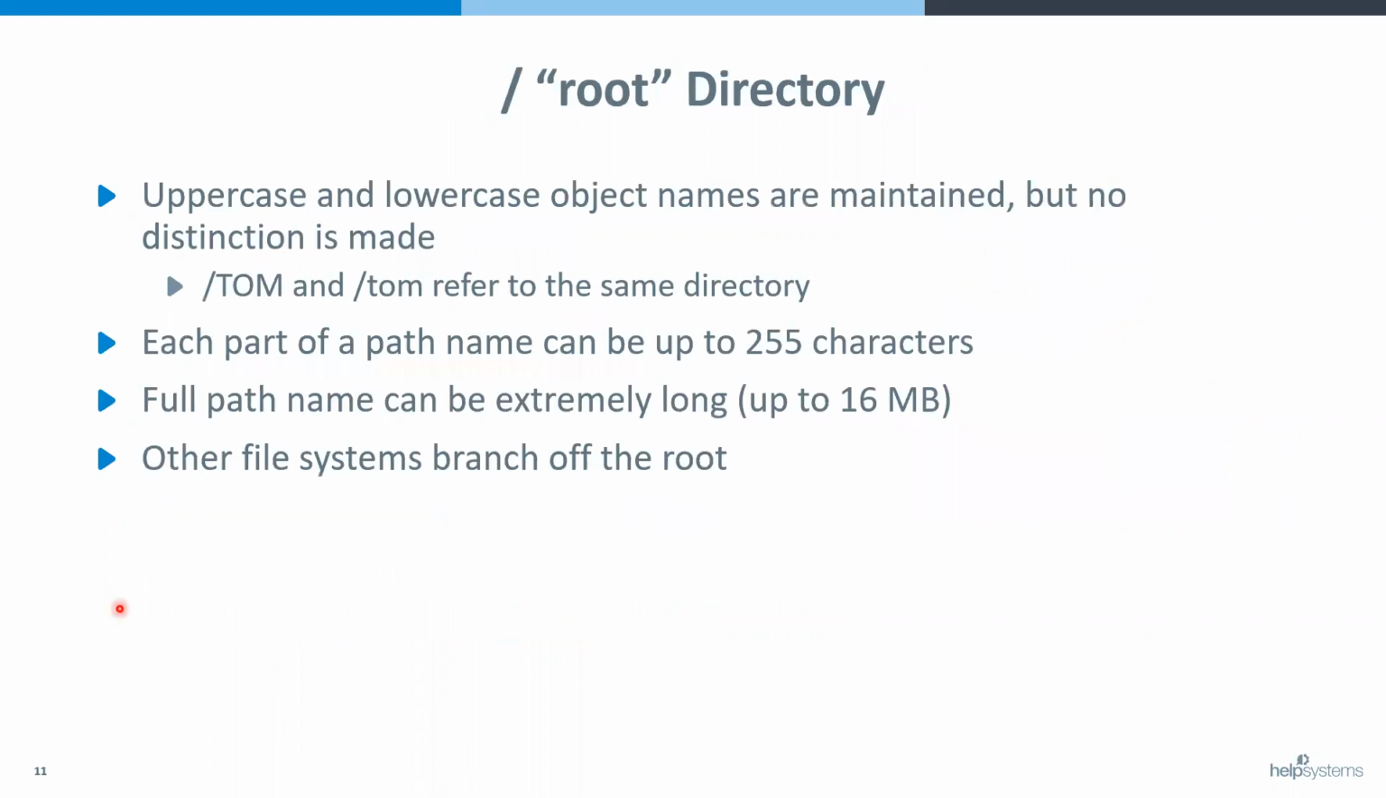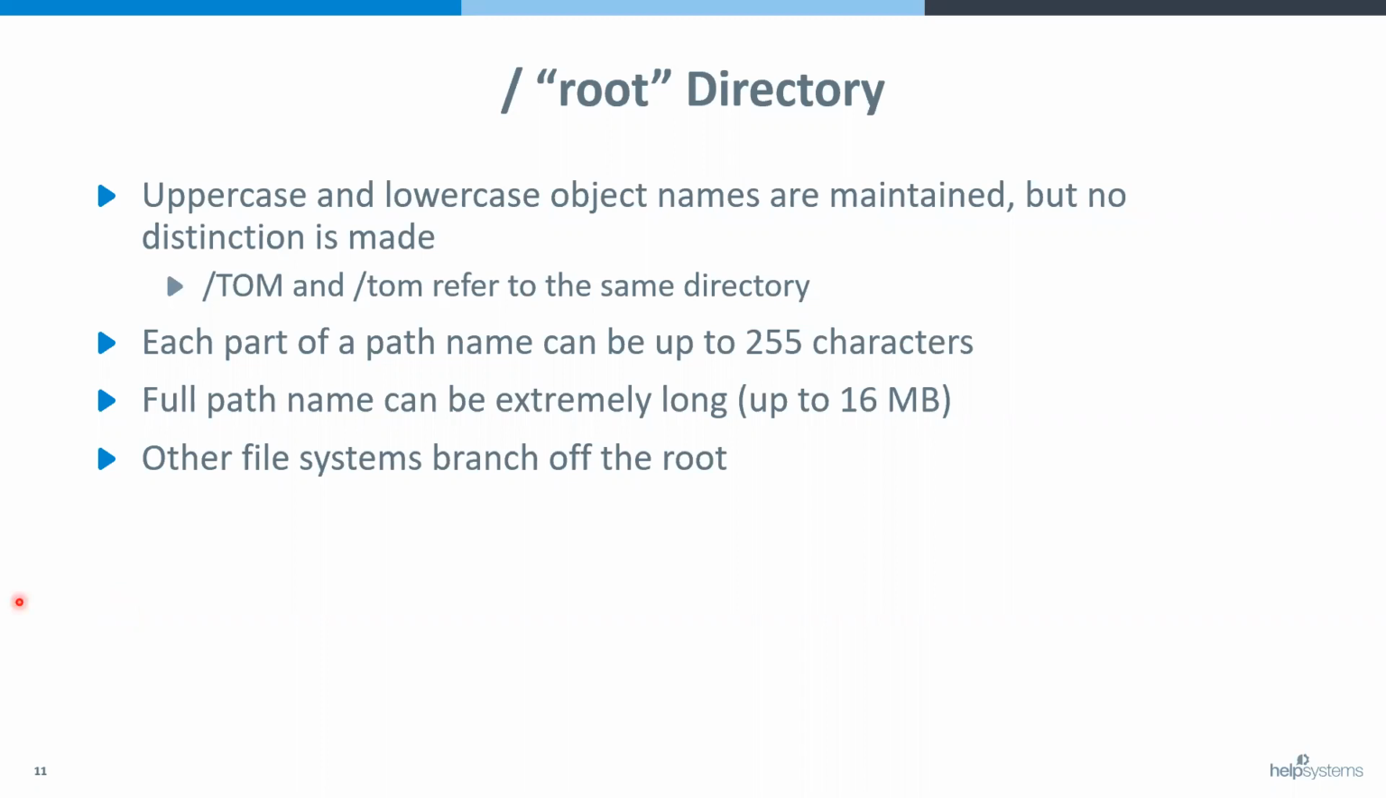So as we look at root, uppercase and lowercase object names are maintained, but with no distinction. In other words, if I have a directory of Tom, it'll be the same if I do uppercase Tom or lowercase Tom. Each path name within here can be 255 characters. You can have some extremely long path names, 16 megabyte path names if you want. Basically all the other file systems on the system are going to branch off of the root.